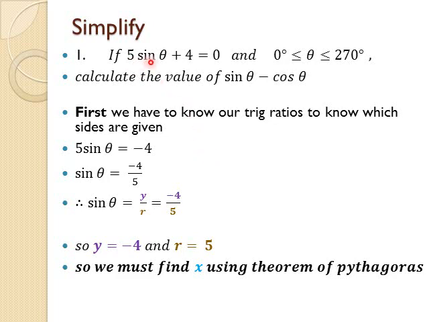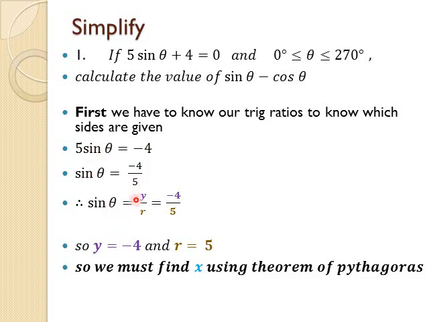If 5 sine theta plus 4 equals 0, and my restriction is theta less than or equal to 270 and greater than or equal to 0, calculate the value of sine theta minus cos theta. So again, first we will have to simplify and make sine theta the subject of the formula. If I take plus 4 over, that becomes negative 4, and we always divide by whatever coefficient is attached to sine. So sine theta then becomes negative 4 over 5.